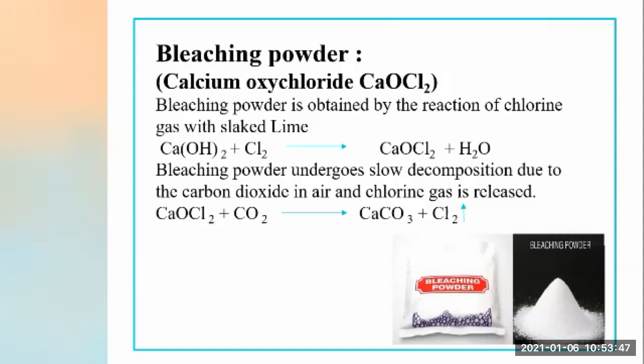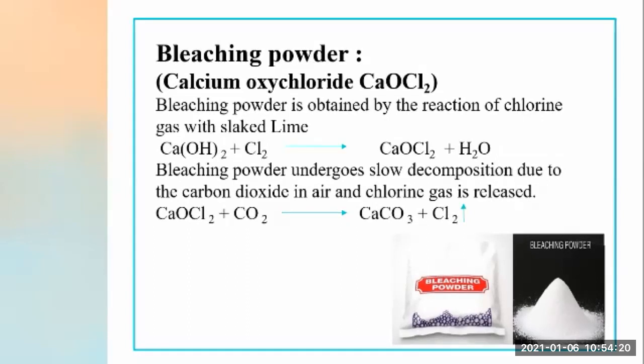We'll go to the next point. Bleaching powder undergoes slow decomposition due to the carbon dioxide in air, and chlorine gas is released. Now see, students, when bleaching powder is opened up, when we keep some bleaching powder, very slow decomposition takes place in the presence of carbon dioxide in the air.